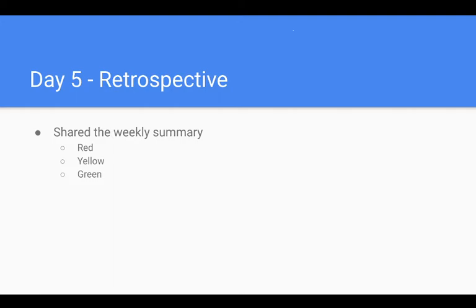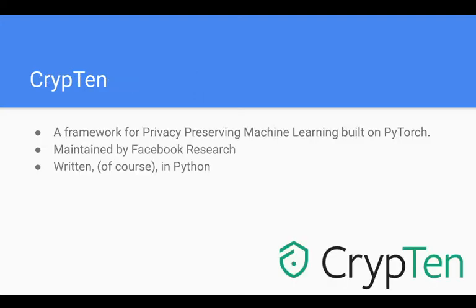Again, it's basically sharing the weekly summary, which we have in red, yellow, green. Red is something you can do better next week, and it's blocking you. Yellow is like a warning or something, somewhere between red and green. Green is what goes well. But yeah, that's retrospective. And I want to spend a little bit more time to talk about Krypton.